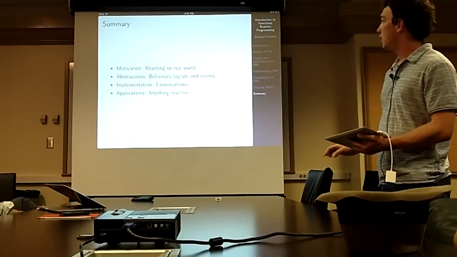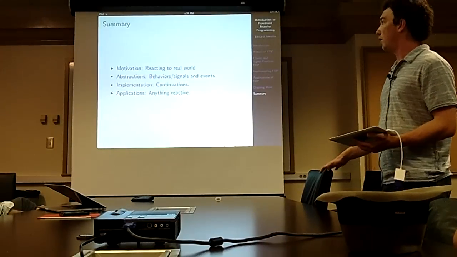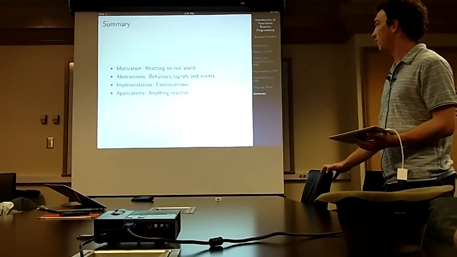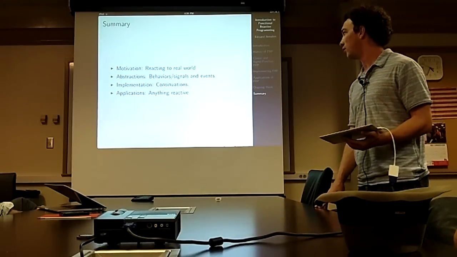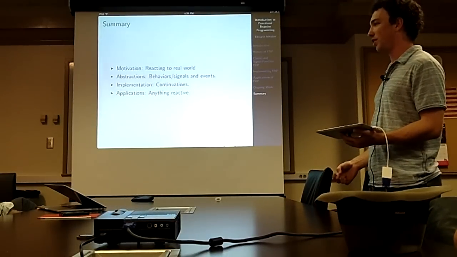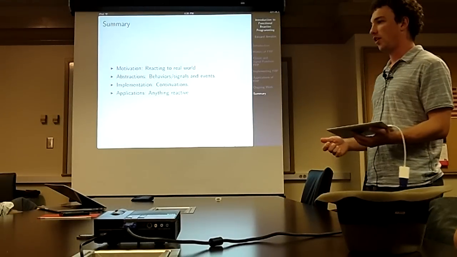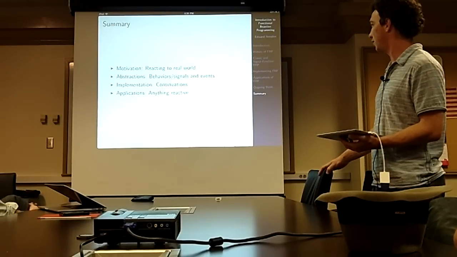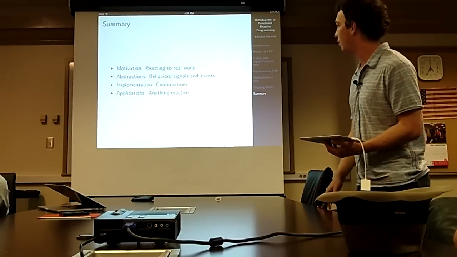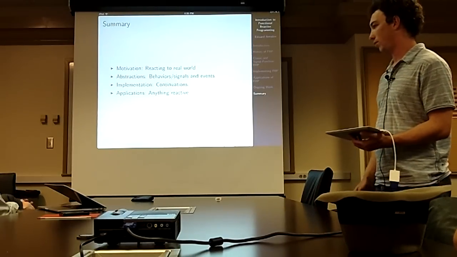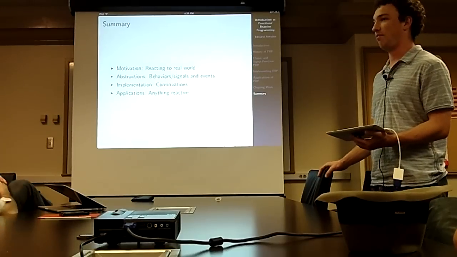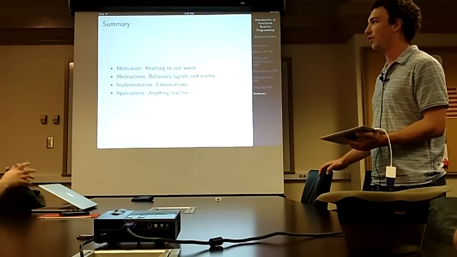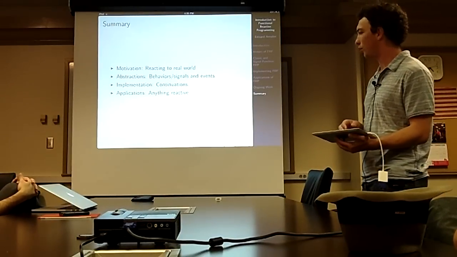So in summary, our motivation, again, we want to have a good way of reacting to the real world. We have behaviors or signals and events as abstractions for this. We implement with continuations. You have a function that says, here's what happens, here's the value that I got based on this time update, and here's the function for what I will do next. And applications, really, you could apply this to anything that could be modeled as a reactive program, which in my mind is anything other than the simplest math problem program really could be modeled in this way.